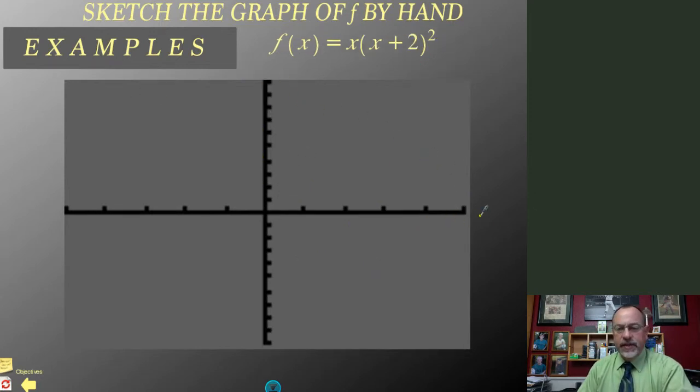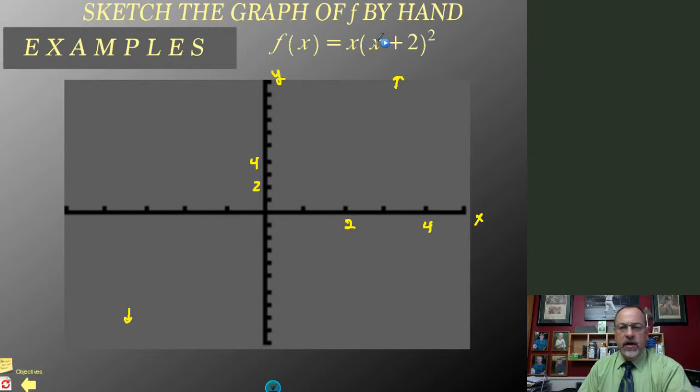So here's our next example. We want to go ahead and label the axes and get our scales ready to go. Now I want to determine the end behavior first. So I look at the degree. This is going to be a first power times a second power. We add those together, so it's going to be a cubic. The leading term is going to be positive, so I know the end behavior is going to be going down as I go out this way and up this way.